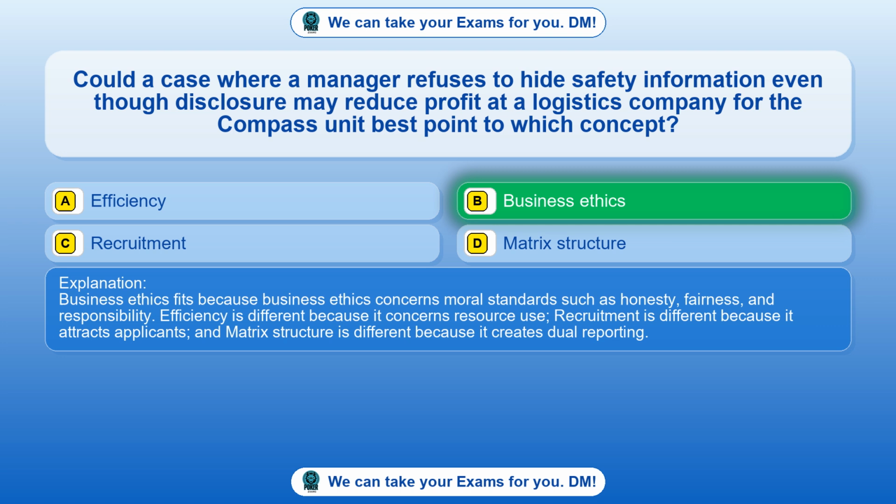Business ethics fits because business ethics concerns moral standards such as honesty, fairness, and responsibility. Efficiency is different because it concerns resource use. Recruitment is different because it attracts applicants, and matrix structure is different because it creates dual reporting.